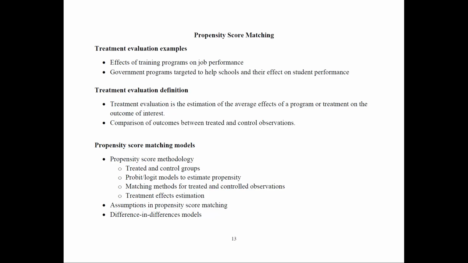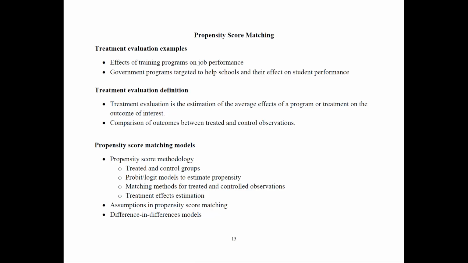So treatment evaluation is the estimation of the average effects of a program or a treatment on the outcome of interest. We want to know, does the treatment help? And the comparison of the outcomes is between the treated and the control observations. And one of the big problems is that we're not randomly assigning people into these two groups. So we need to match them as well as possible before we compare their outcomes. So this is the methodology of propensity score matching.